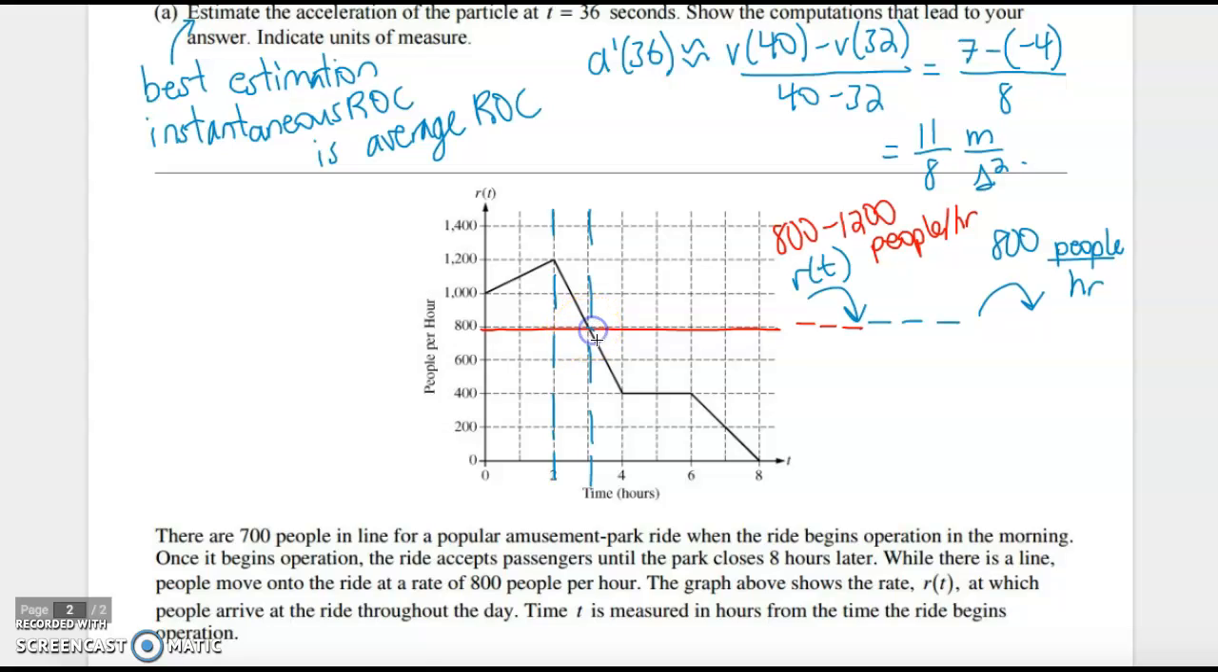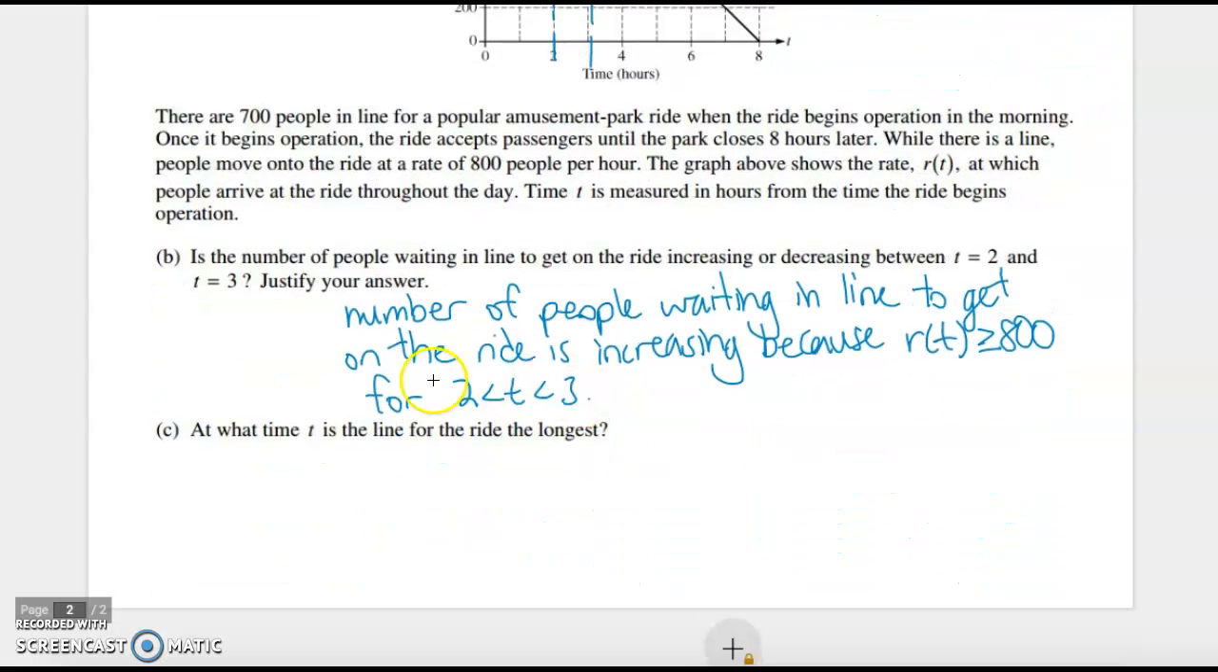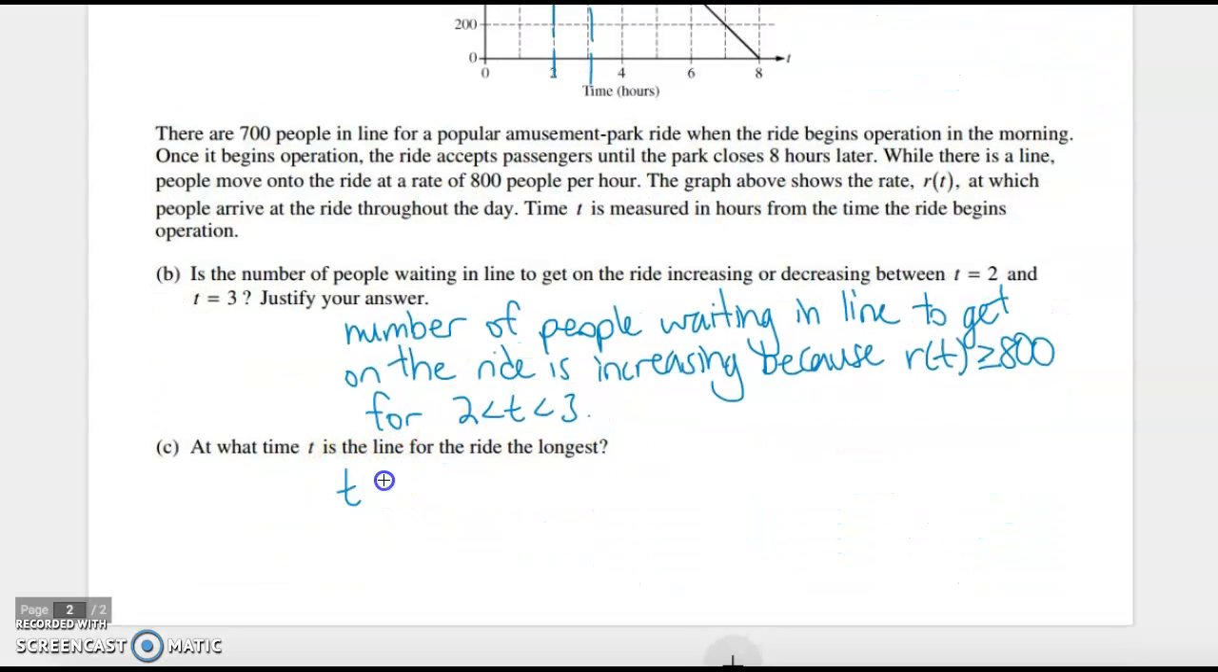Because after that the number of people getting in line is still increasing, but it's increasing at a rate less than the number of people that are getting on the roller coaster. So the line's growing, the line's growing, and then now the line starts decreasing because people are getting on the roller coaster faster than people are getting in line. So we would say that t equals 3 hours.